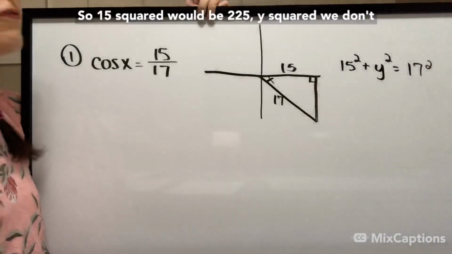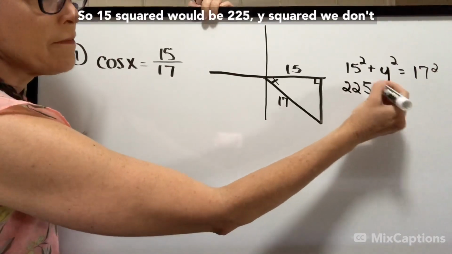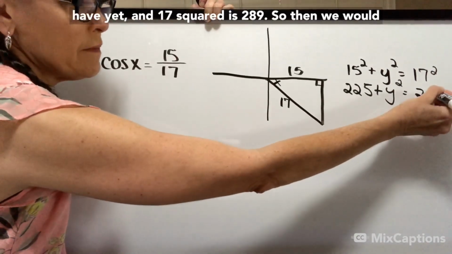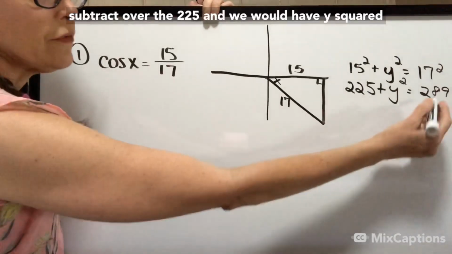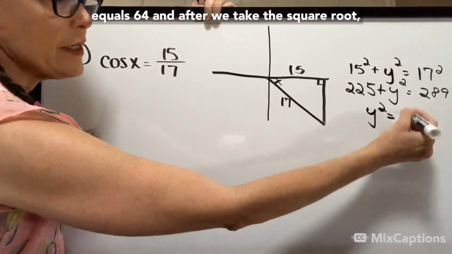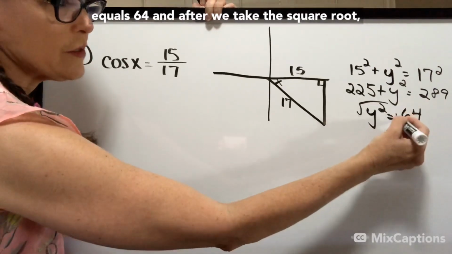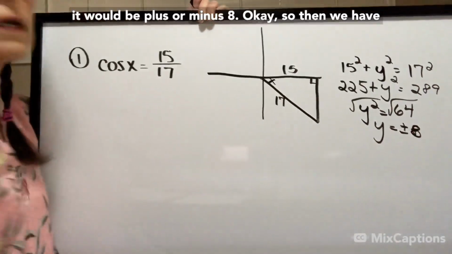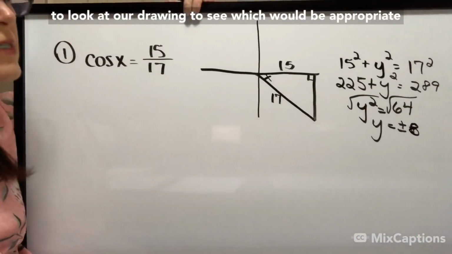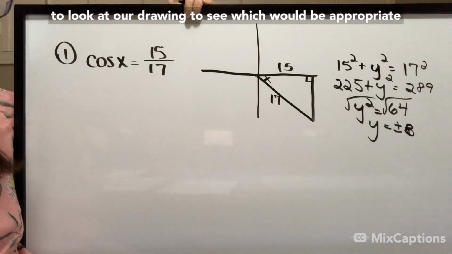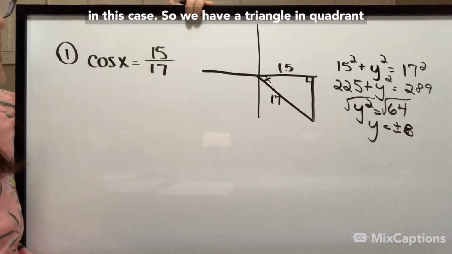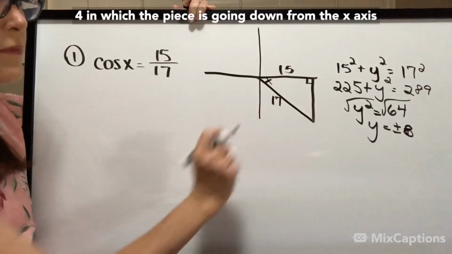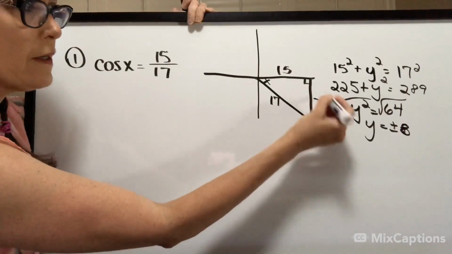So 15 squared would be 225. Y squared we don't have yet, and 17 squared is 289. Then we would subtract over the 225 and we would have y squared equals 64. After we take the square root, it would be plus or minus 8. Then we have to look at our drawing to see which would be appropriate in this case. We have a triangle in quadrant 4, where the side is going down from the x-axis. So that would mean that this would have to be a -8.